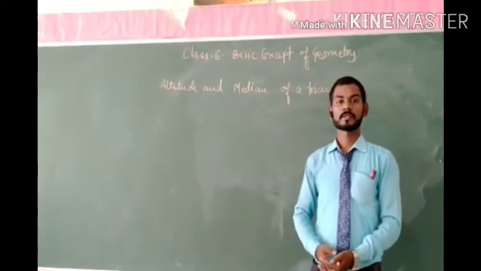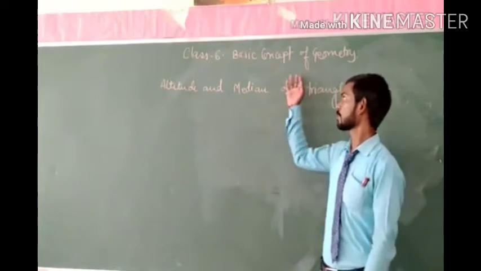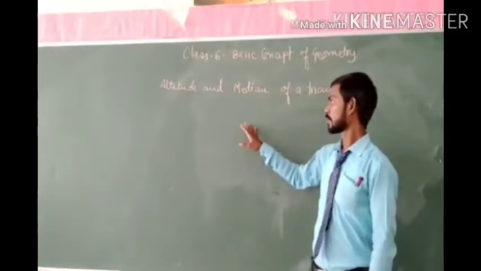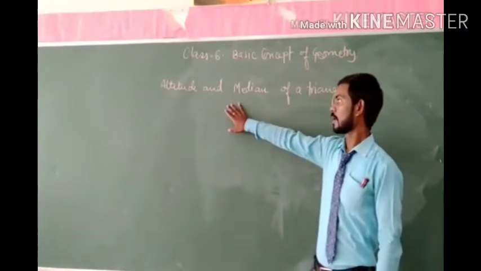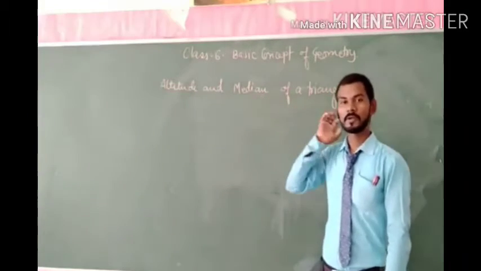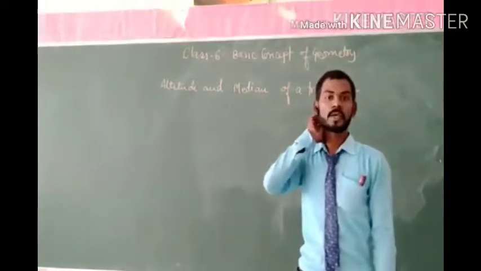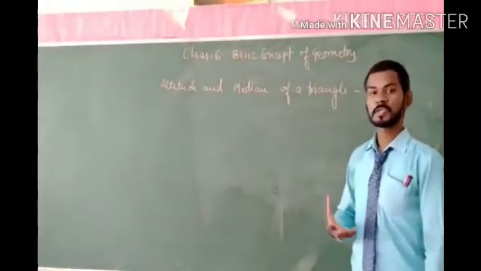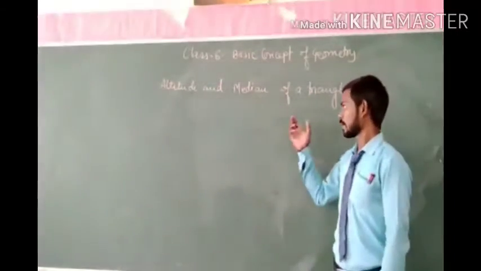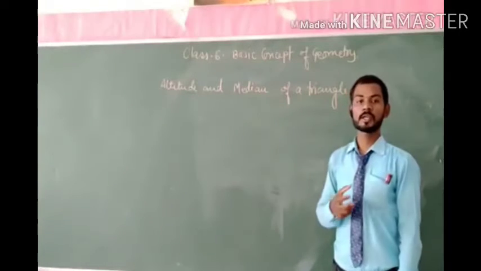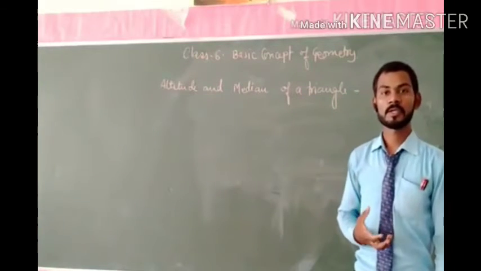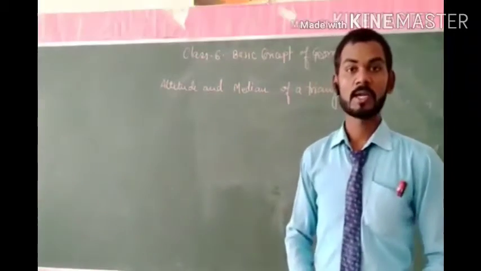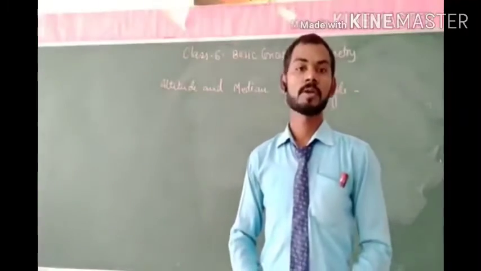Here we are discussing the topic basics of geometry, in which today we are discussing the altitude and the median of a triangle. Also, we have learned about the triangle and some basic information about the triangle. But altitude and median are very important information related to the triangle. So let us discuss the altitude and the median of the triangle.